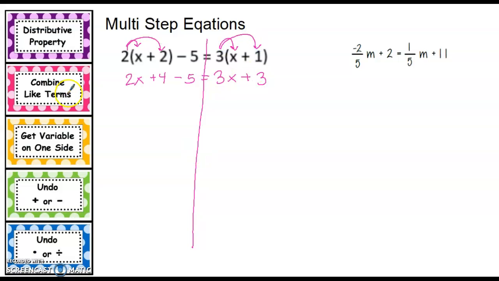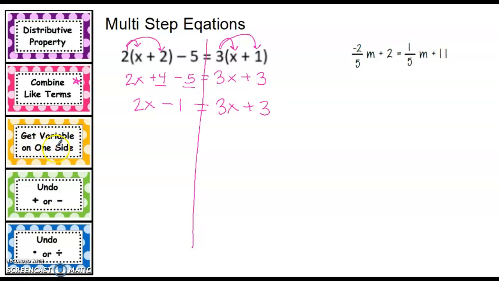Now, step 2, combine like terms. We have these two like terms on the same side of the equal sign. On this step, guys, we're looking for the same side of the equal sign. So 2x minus 1 is equal to 3x plus 3.